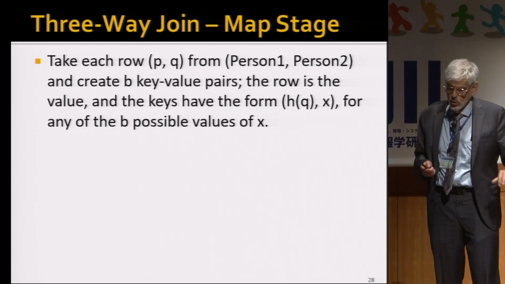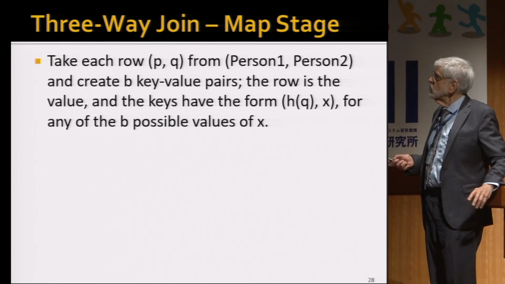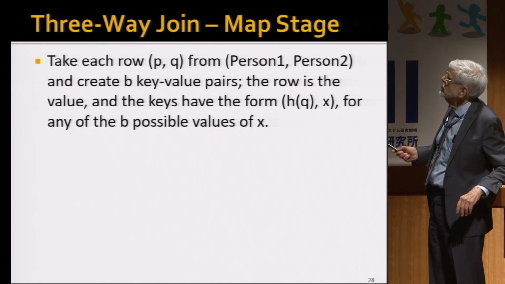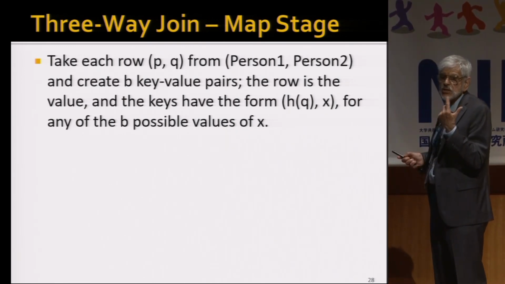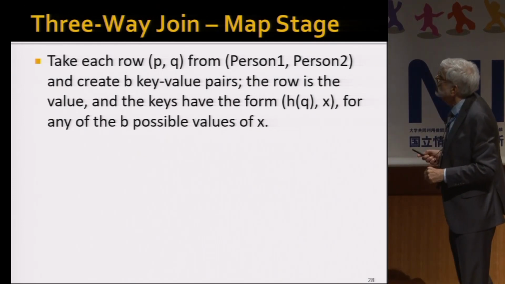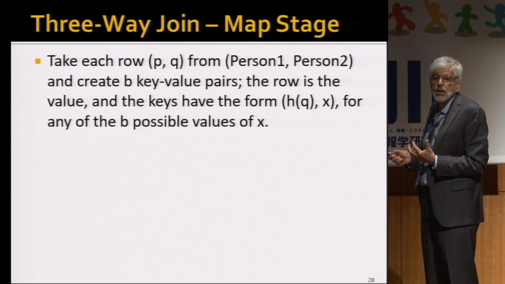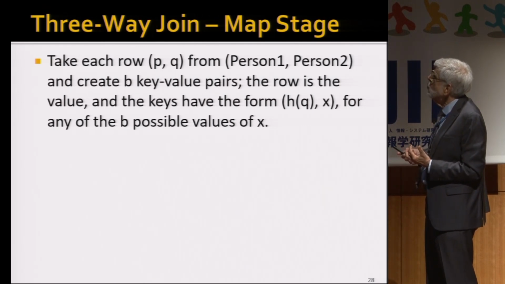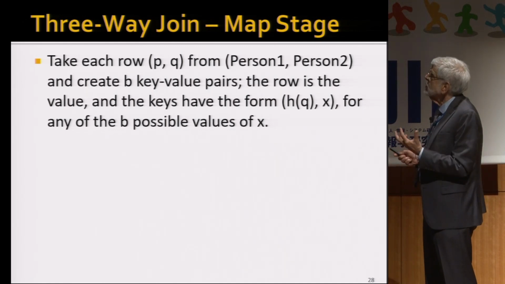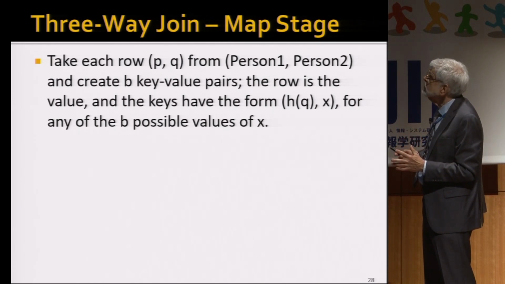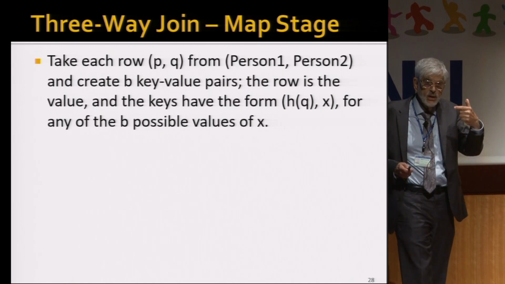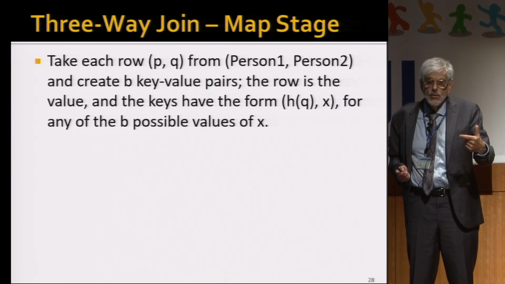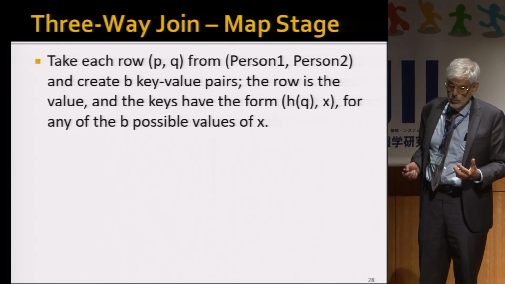Okay, so here's how the map function is going to work. Suppose I have a row, say PQ, from the first copy of the relation. That's person 1, person 2. Well, Q tells me what person 2 is. So if I hash Q, I know what the first component of the key is. It's H of Q. That's going to be, let's say, 0, 1, 2, or 3. But I can't see person 3, so I don't know what the hash value of person 3 is going to be. So I have to cover every possible value. So the second component can be any of the B buckets for person 3. So now you're generating B different keys from one row of the person 1, person 2 relation.